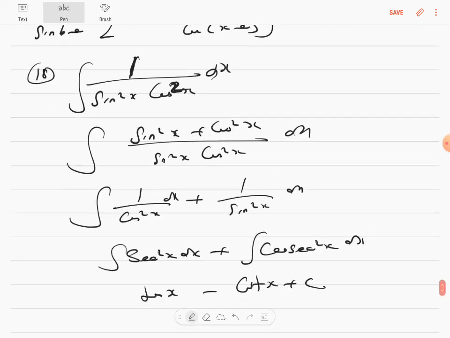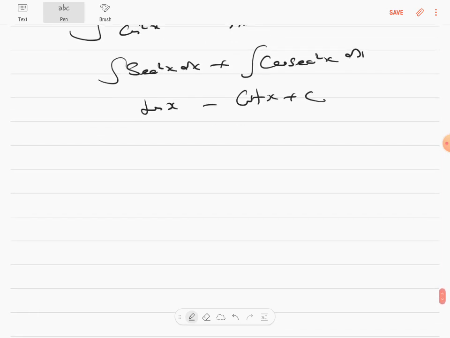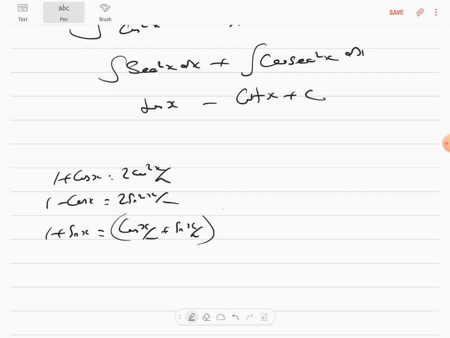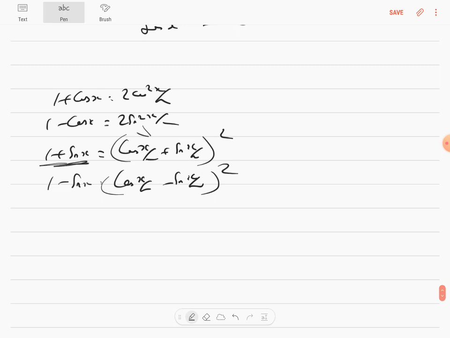See, what is important is for you to know that 1 plus cos x is 2 cos square x by 2, 1 minus cos x is 2 sin square x by 2, and 1 plus sin x is (cos x by 2 plus sin x by 2) the whole square, and 1 minus sin x is (cos x by 2 minus sin x by 2) the whole square. Never forget all this. If it's sin 2x, it's (cos x plus sin x) the whole square, that's all.